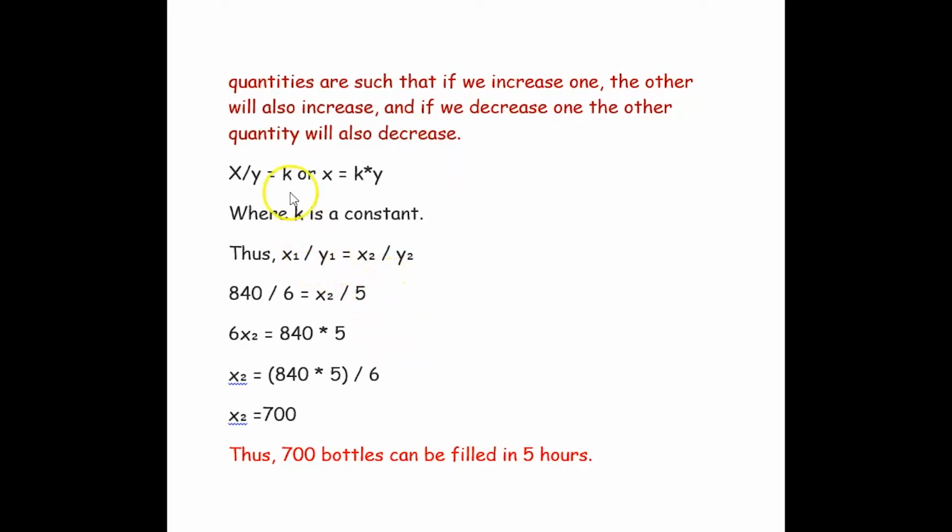So now we can take the relation x by y equal to k, where k is a constant, and we can rewrite x1 by y1 equal to x2 divided by y2. So in this case, x1 is 840 and y1 is 6. So 840 divided by 6 equal to x2 divided by 5. So 6x2 is equal to 840 into 5 by cross multiplying, and x2 equal to 840 into 5 divided by 6. So x2 is equal to 700. So 700 bottles can be filled in 5 hours.